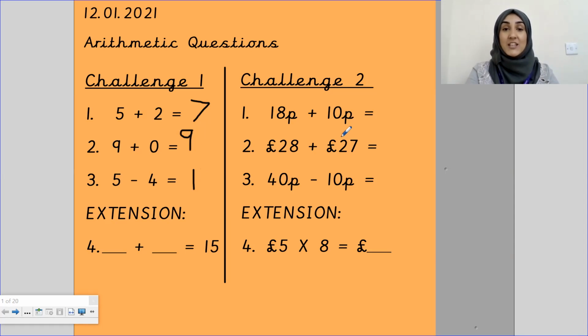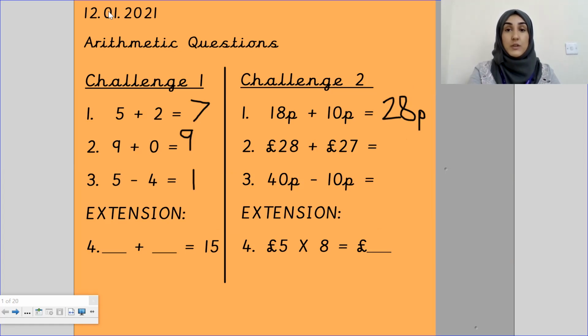Right, moving on to challenge number 2. We have 18 pence, add 10 pence. Now we can do that in our head. 18 pence, add 10 pence equals 28 pence. 28 pence. Next one. We have 28, add 27.